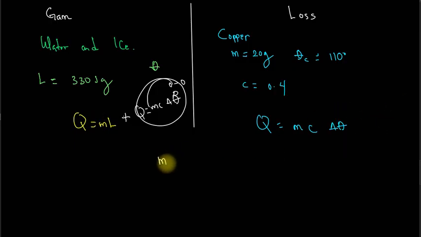Therefore, we're going to equate ml equals mc change in temperature. This m is what? Let's just call it the mass of ice that melted. Let's make m sub c represent mass of copper. So the mass of ice that melted is given by the mass of copper, which is 20 gram. 20 gram to kilogram, divided by 1000, is 0.02 kg.